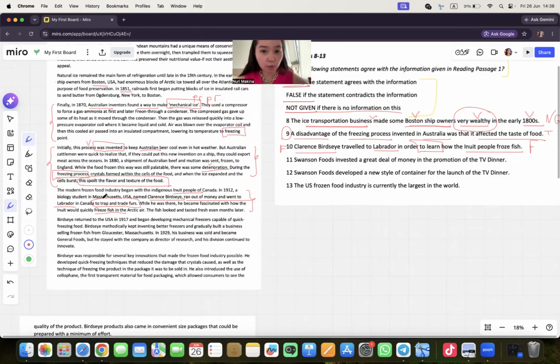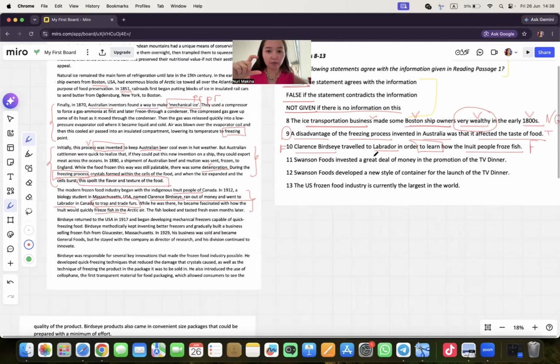Of course, we don't see the words "to learn," but we see that he went there because he ran out of money and he didn't have anything. He wanted to catch furs and sell them. So this is how you mark it false. There is no huge difference between not given and false, but you're going to feel the difference.